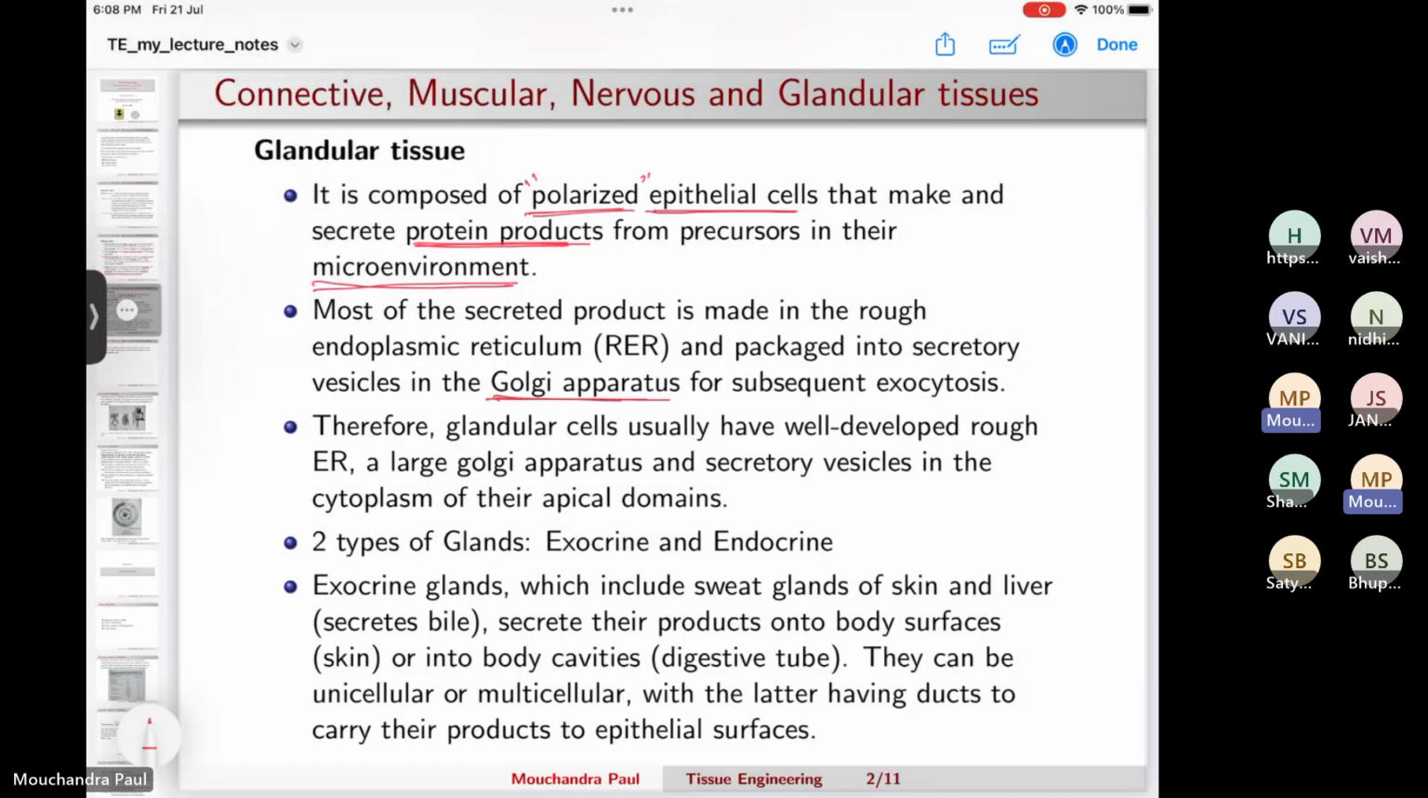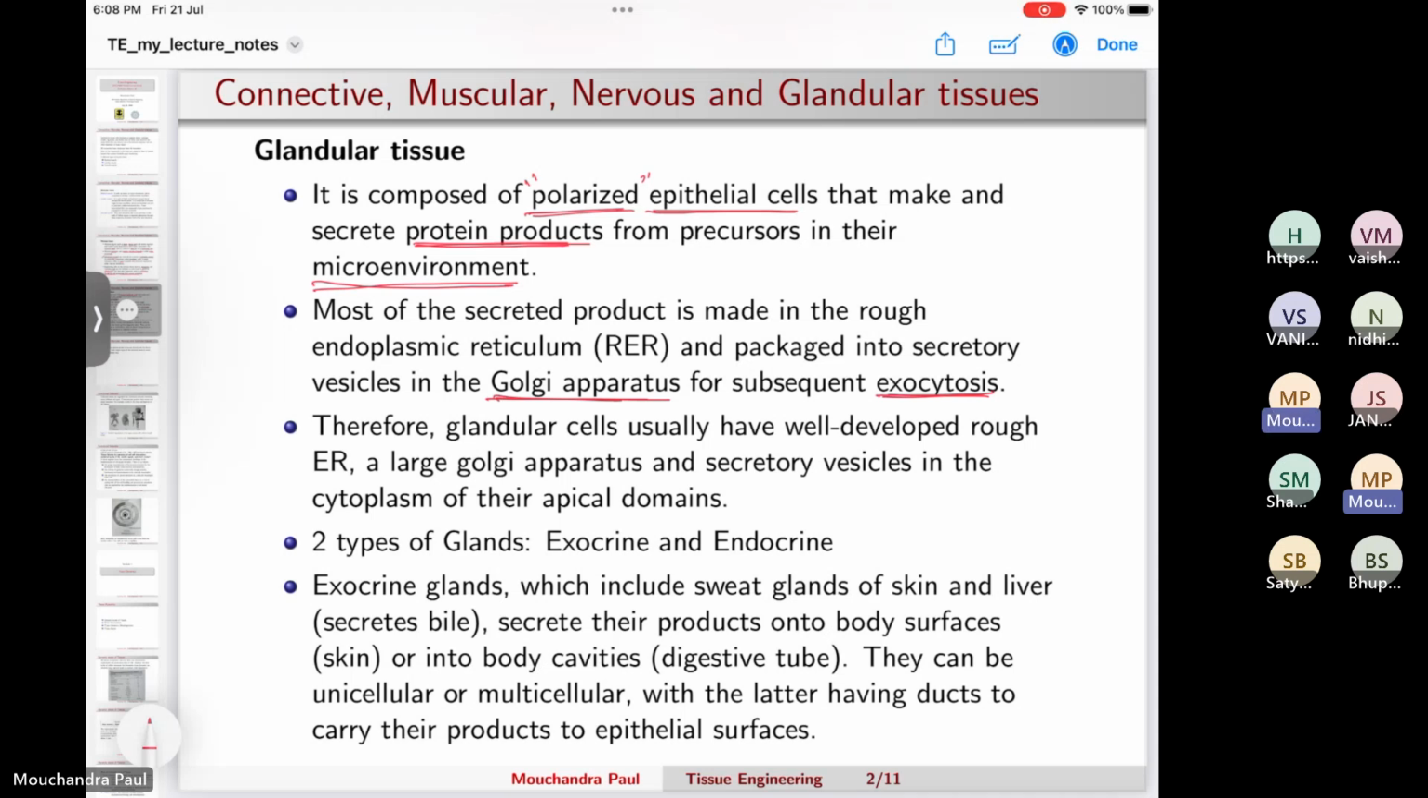So these protein products are packaged into vesicles by the Golgi apparatus, and these vesicles are then secreted out by a mechanism called exocytosis. So there are two mechanisms. One is endocytosis, through which the cell engulfs any external material into itself, and another process is exocytosis, through which it excretes any material out into the surrounding microenvironment.